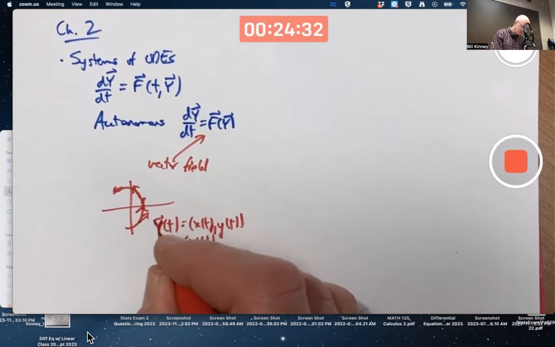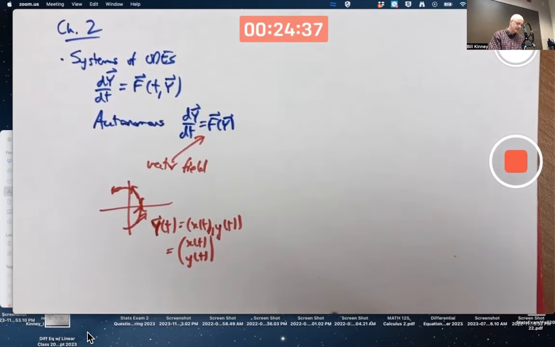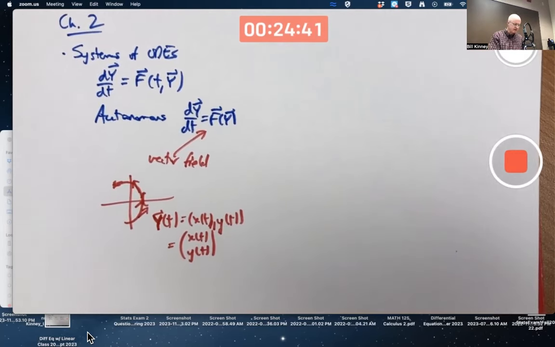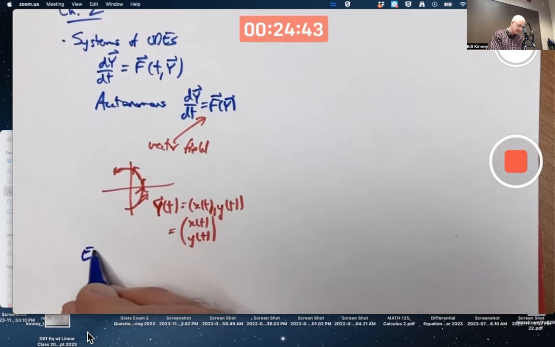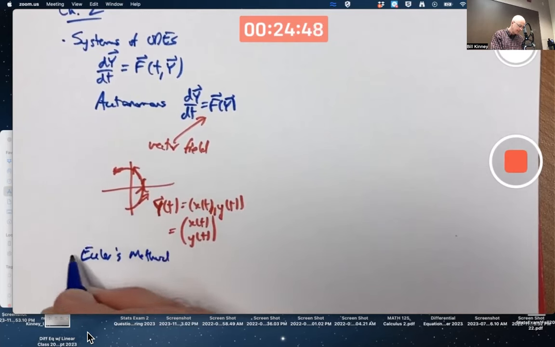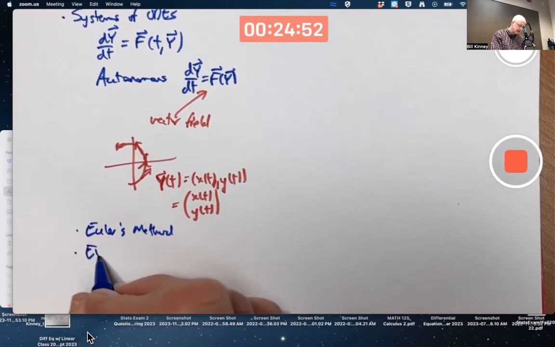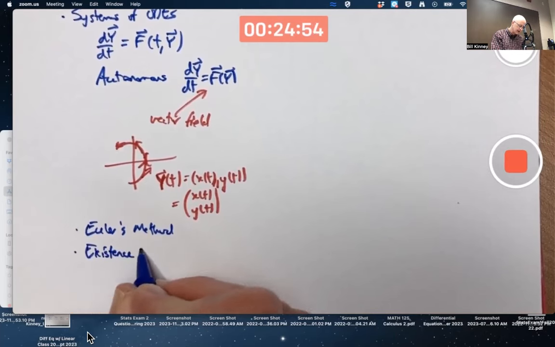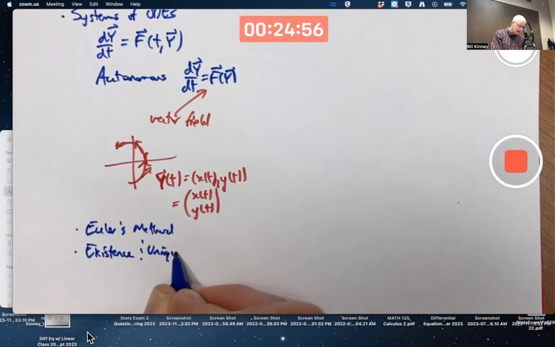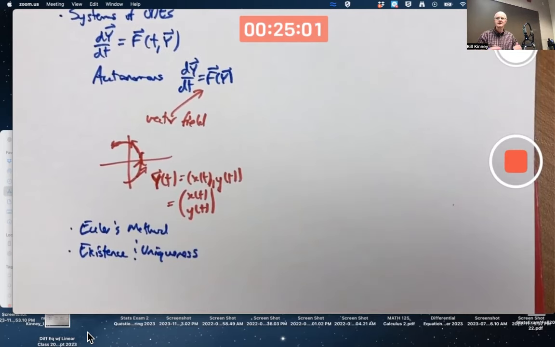This is a Y here, by the way. I could use the phi of t notation here as well. But all the stuff we did in chapter 1 still applies as far as qualitative approaches, numerical approaches, Euler's method still comes back up into play. There's also existence and uniqueness theorems again. And most importantly, with autonomous equations, distinct solution curves can't touch in the phase plane.